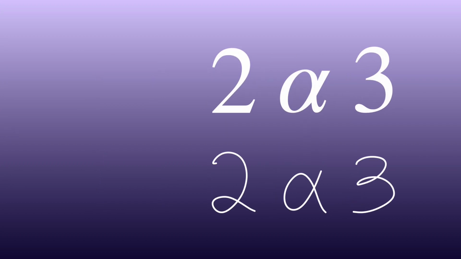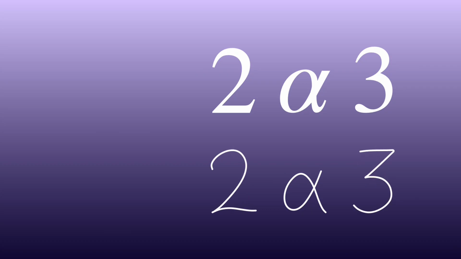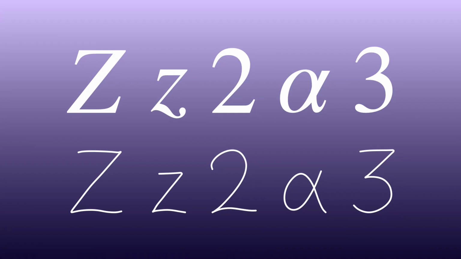Next, the number 2 may look like the Greek letter alpha, and probably the number 3. To fix this, we can remove the loop on 2 and make 3 a little bit sharper on top. Problem is, though, it looks like the letter Z now. Luckily, it's enough to just cross the Z to make it different from the rest.